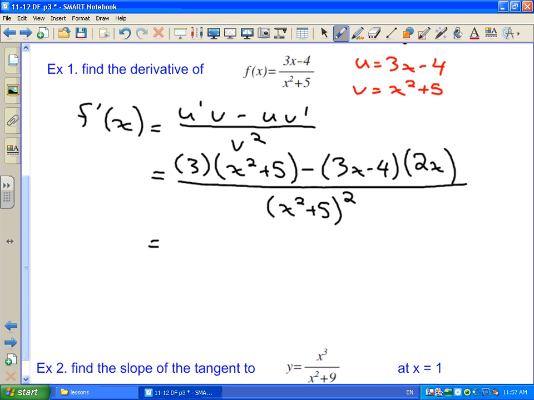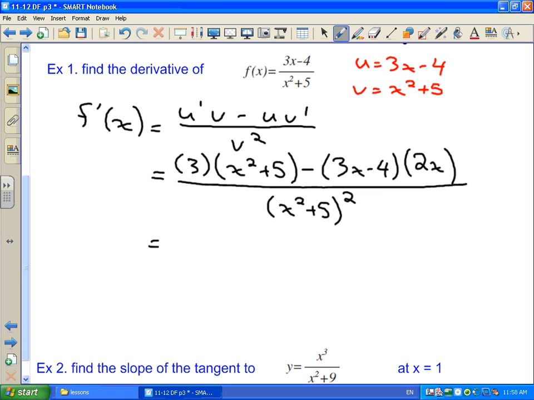Because often what you want to do is you're finding your derivative, you're going to set it equal to 0, and you're going to solve. If you're setting it equal to 0 and solving, you're really only interested in the numerator, because if the denominator is 0, you get an asymptote, and so on and so on.